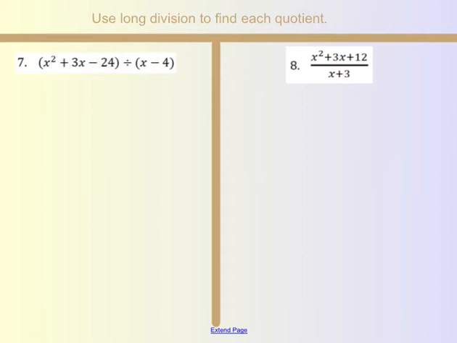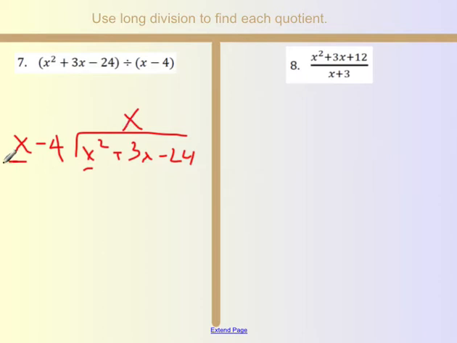Let's take a look at number 7. So for number 7, we have x minus 4 on the outside, and then x squared plus 3x minus 24 on the inside. So how do you multiply x to x squared? Well, again, you're just going to be multiplying by x. So I'm taking each of these terms and multiplying them by x. So then I get x squared minus 4x. So then I'm going to be subtracting those off.